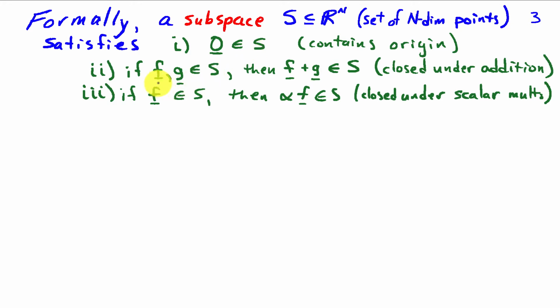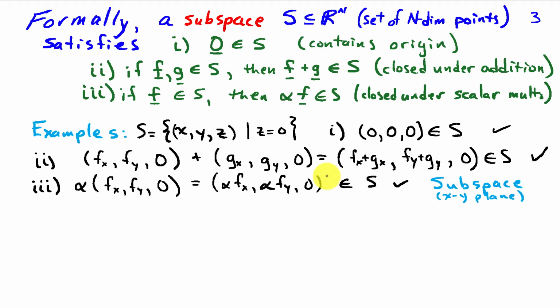Secondly, if a vector f and a vector g are in the subspace, then the sum of f and g is also in the subspace. This means that you can add any pair of terms in the subspace and stay in the subspace, so it's closed under addition. And then third, if a vector f is in the subspace, then we can scale that vector, in other words, multiply it by a scalar alpha, and that scaled vector is also going to be in the subspace. I can shrink the length of a vector, or I can make it longer, and it stays in the subspace. Let's take some examples.